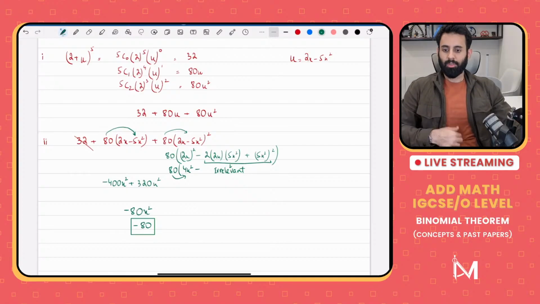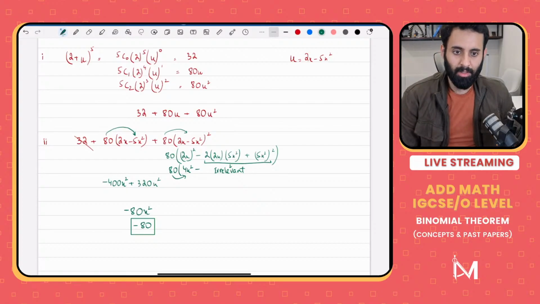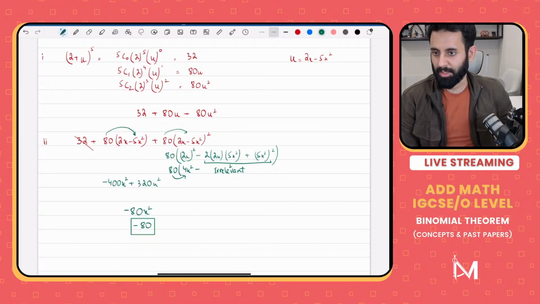Okay, so you can have questions like these. Ultimately, it just boils down to you knowing how to expand. If you know how to expand, then you can solve pretty much any question there is.